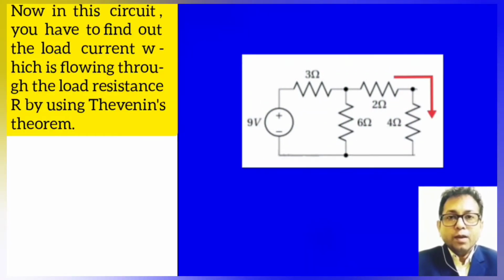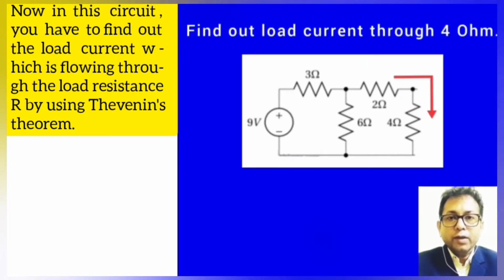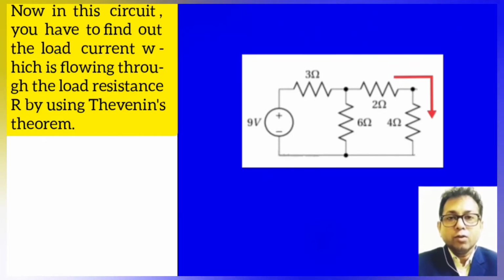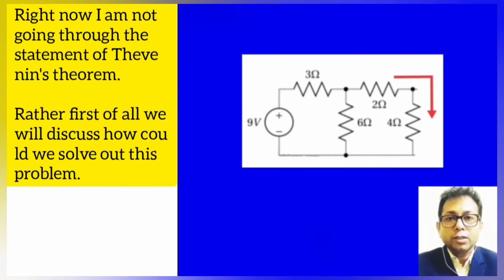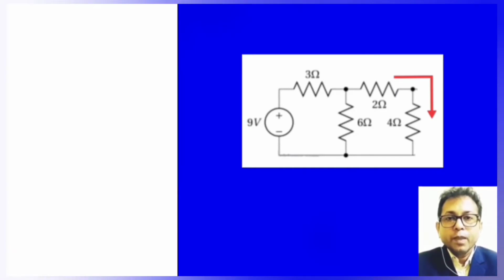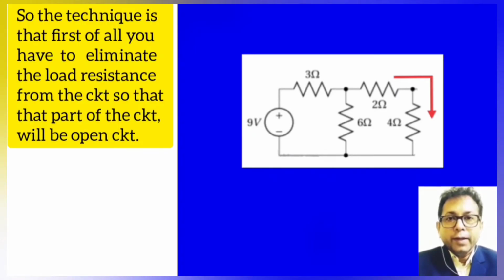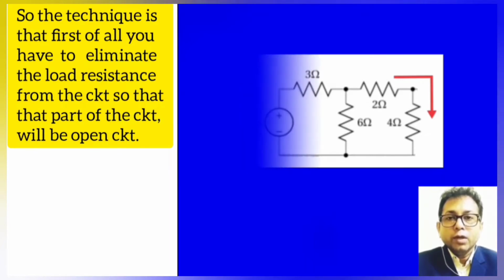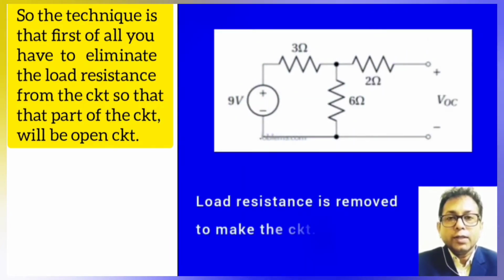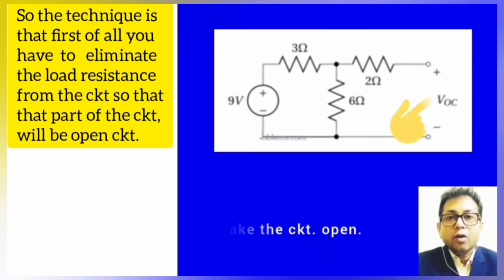Now in this circuit, you have to find the load current which is flowing through the load resistance R by using Thevenin's theorem. Right now I am not going through the statement of Thevenin's theorem. Rather, first of all we will discuss how we could solve this problem. The technique is that first you have to eliminate the load resistance from the circuit, so that part of the circuit will be open circuit.